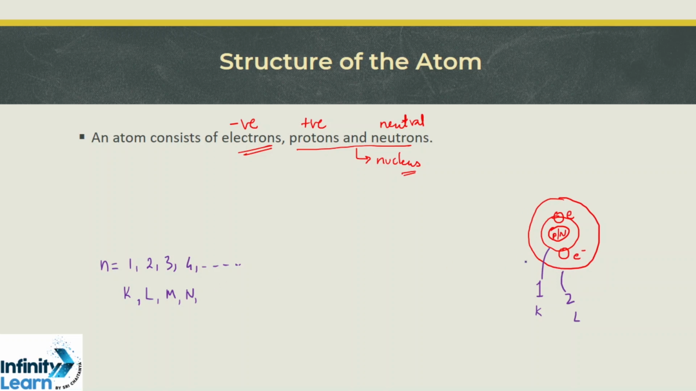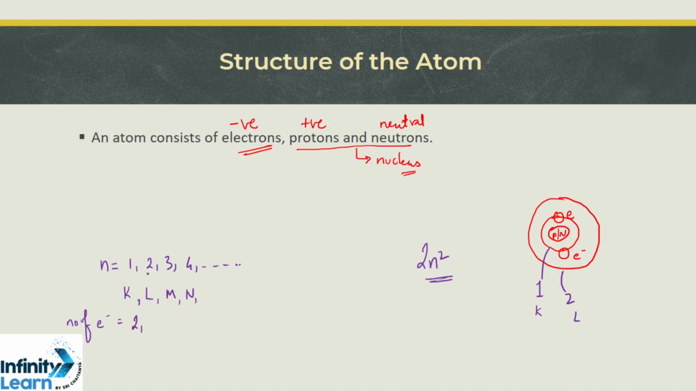Now all these orbits have their own capacity of electrons, and it is given by a simple formula of 2n², where n stands for the number of the orbit. So for the first orbit, when n equals 1, we will have 2. So in the first orbit there is a maximum of 2 electrons.